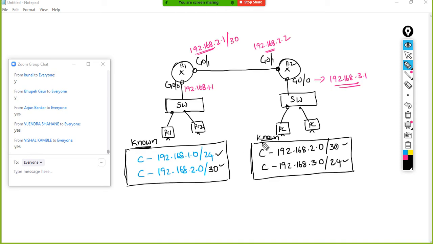And for router 1 perspective, what is the unknown network in the entire topology, guys? What is the unknown network for the entire topology as per the router 1 perspective? The unknown network is 192.168.3.0. Everybody agree, guys? As per the entire topology. And again, as per the router 2 perspective, what is the unknown network?